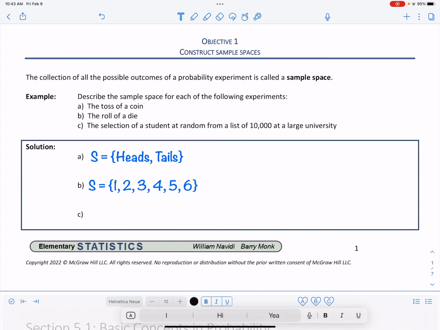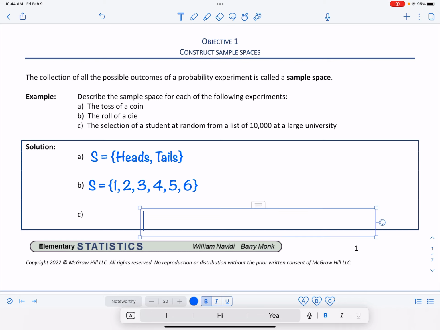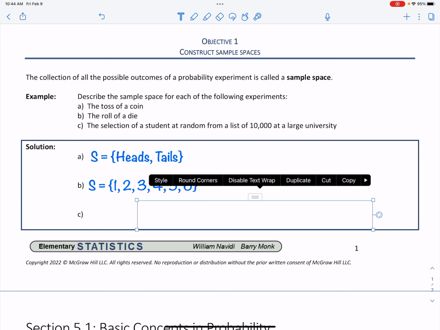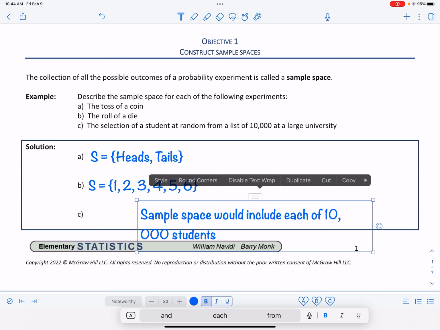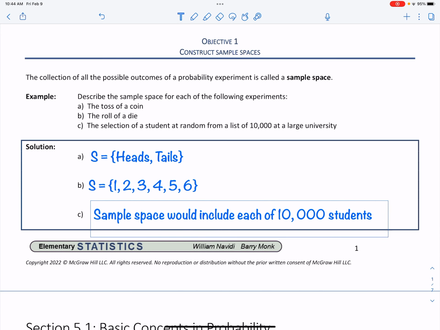All right, we can also have sample spaces that are a little more general, where we can't actually list each one out, or it would just be really, really big. In that case, we just want to think about the possibilities. If I'm looking at selecting a student at random from a list of 10,000 students, then I'm just going to state that the sample space would include each of the 10,000 students at this university.